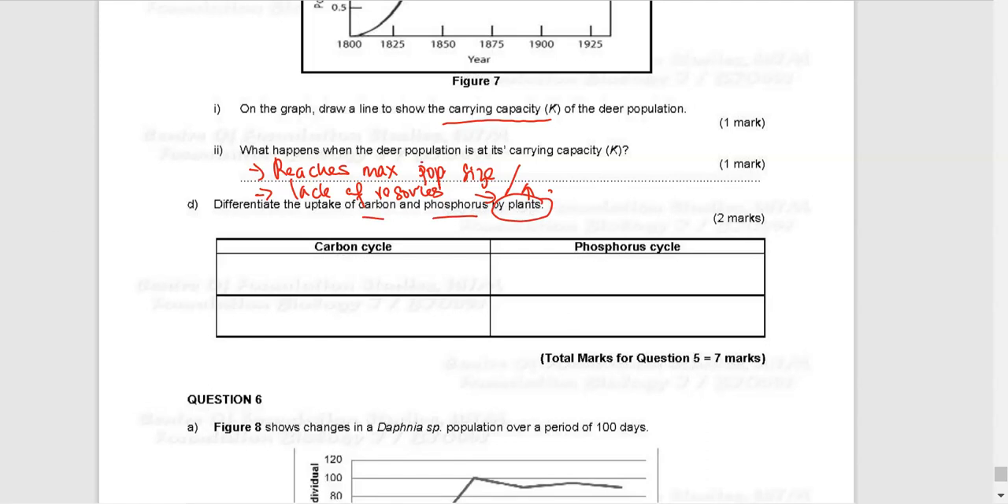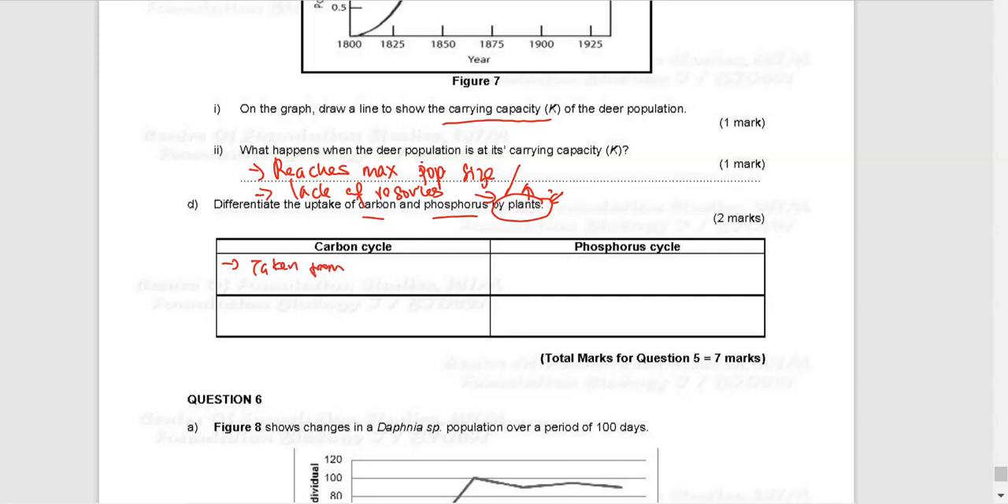For this question, we are focusing on how plants take up carbon and phosphorus. You have to understand the carbon cycle and phosphorus cycle that relate to the function of plants in these two cycles. For the carbon cycle, the plant will take carbon from the atmosphere during photosynthesis. For example, the carbon is taken from the atmosphere.